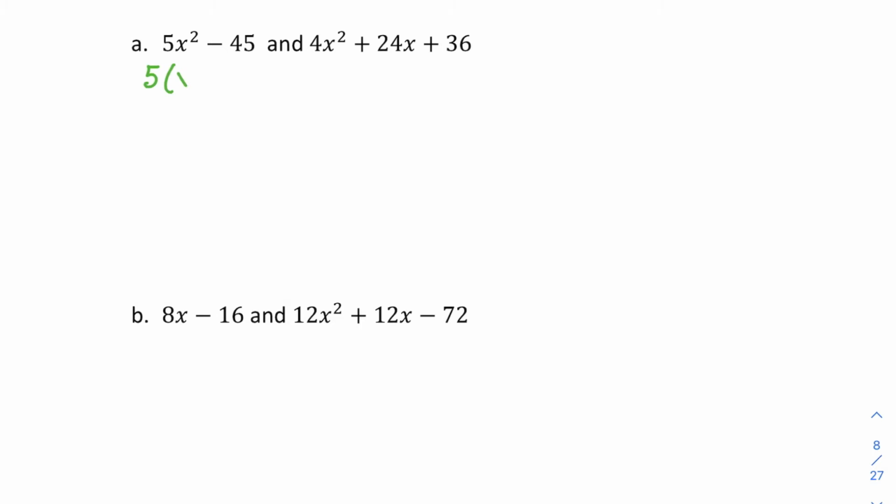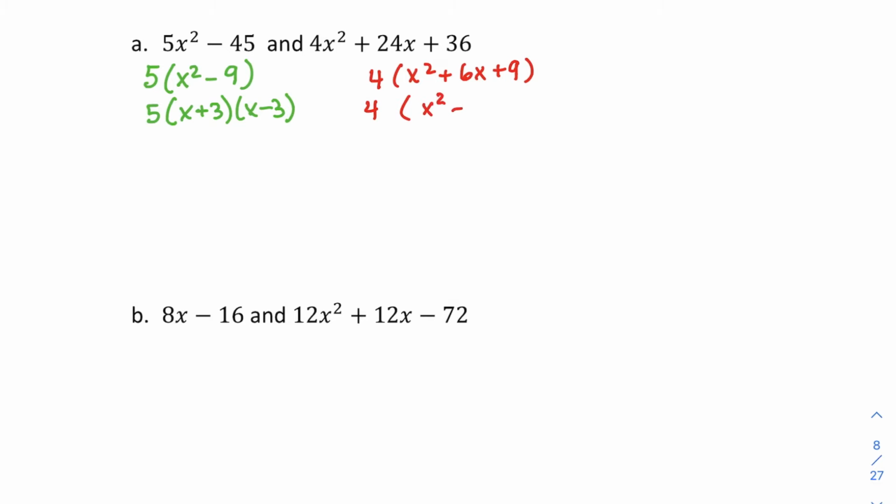Now, if they're not already factored, I need to go ahead and factor them so I can see what factors I have. So I'm going to factor this 5x squared minus 45 into 5 times x plus 3 times x minus 3. And then for my second expression, I can factor out a 4, which leaves me with x squared plus 6x plus 9. And then I can find the two numbers that multiply to 9 and add up to 6, which would be 3 and 3 to rewrite my 6x.